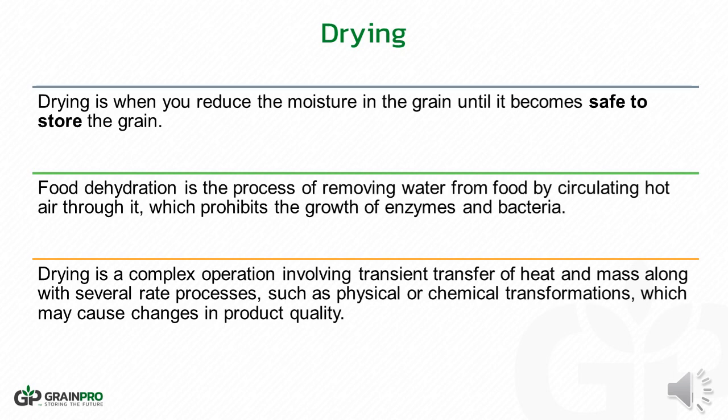Physical changes that may occur during drying process include shrinkage, puffing, crystallization, and glass transitions. Chemical changes include removal of some heat-sensitive nutrients such as vitamins A and C. Color might also change during drying process.